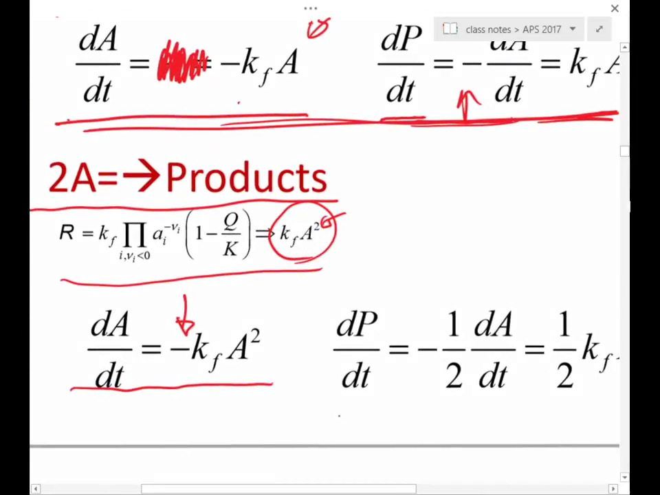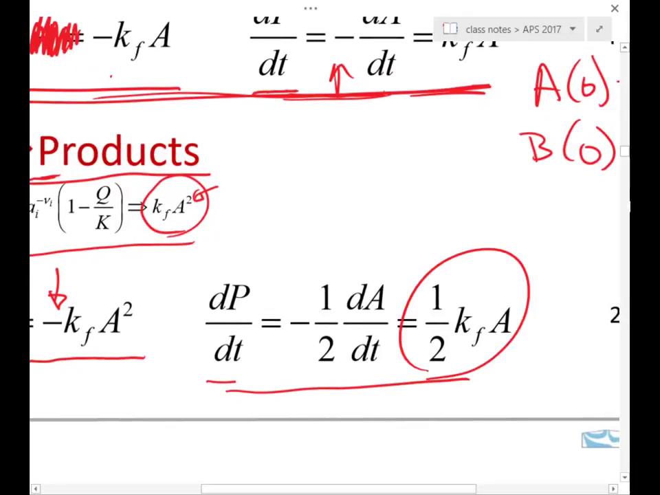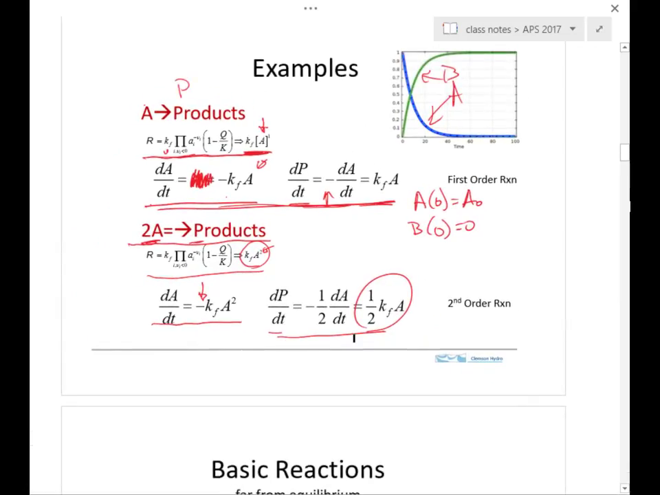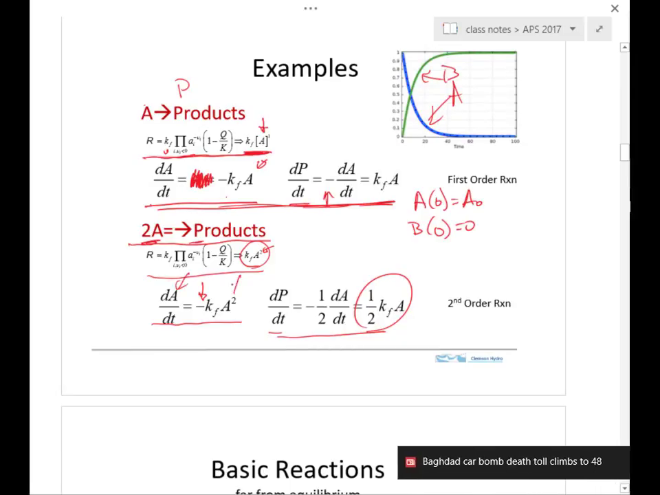The reaction rate of P: 2 moles of A are consumed to produce 1 mole of P, so the reaction rate of P is positive, but it's half of the rate of A because of the stoichiometry. So we get that term there. Okay, so this is called the second order reaction because the reaction rate in A is proportional to A squared.